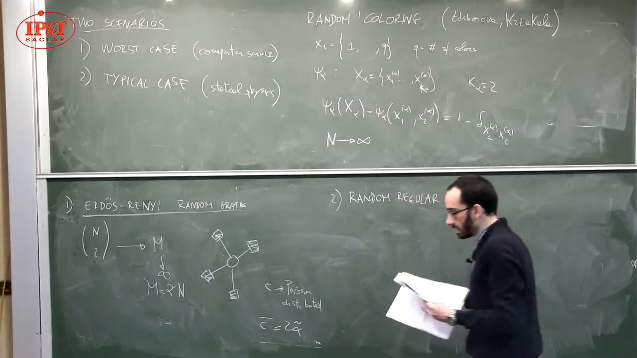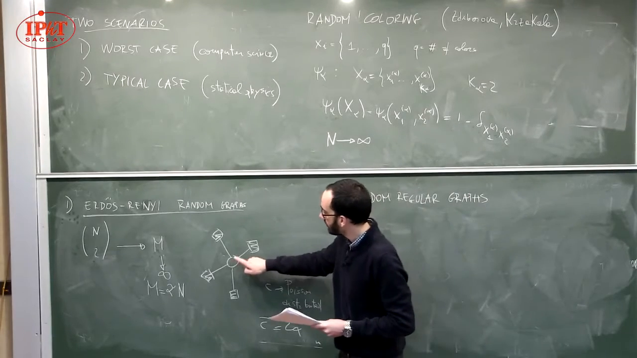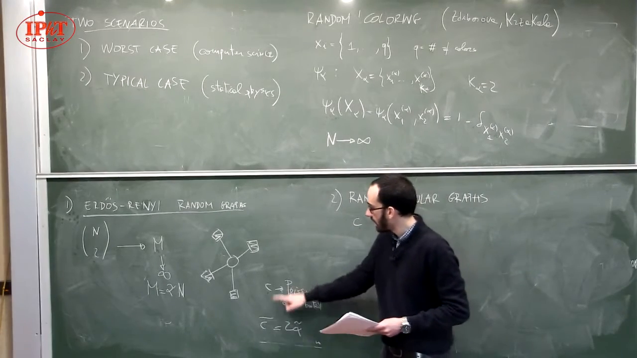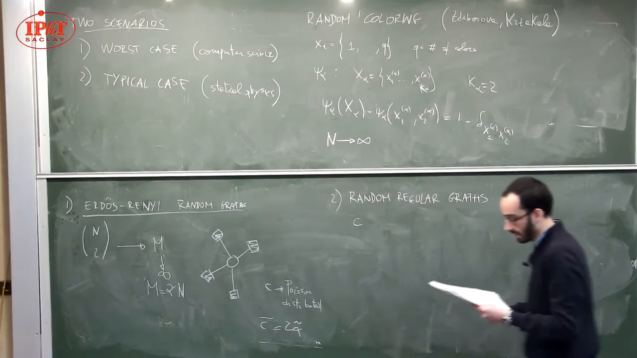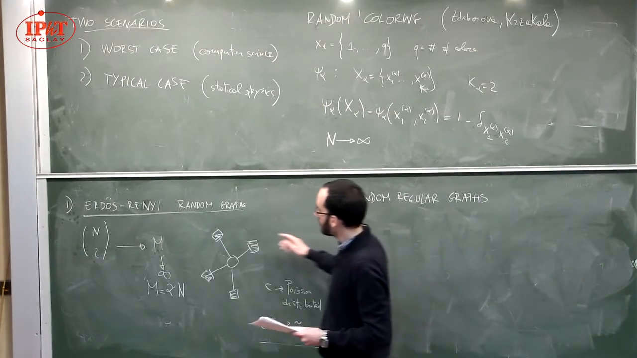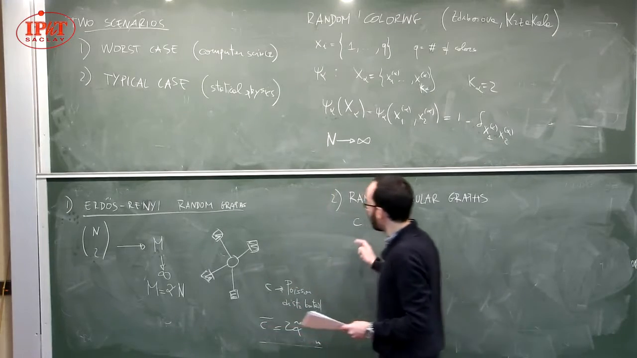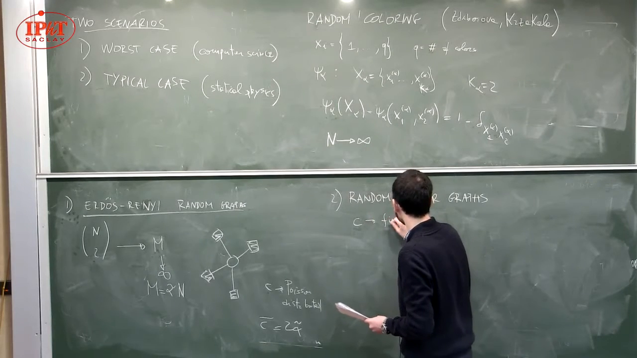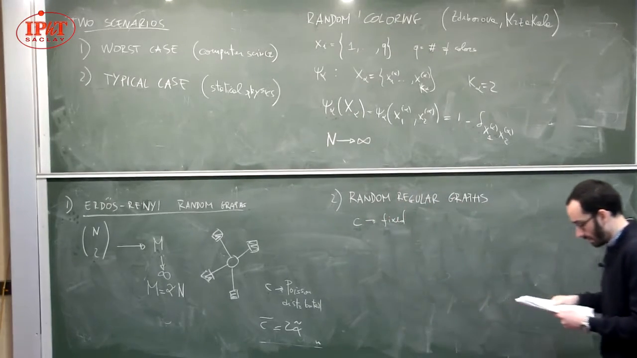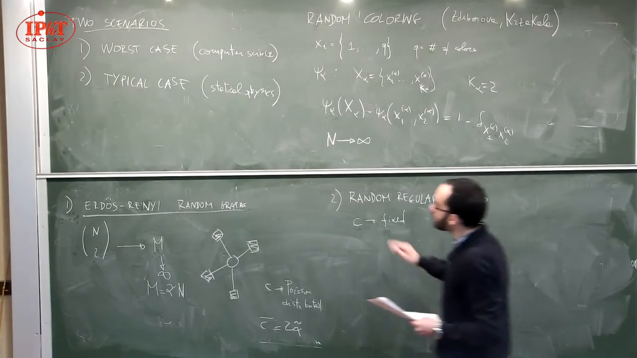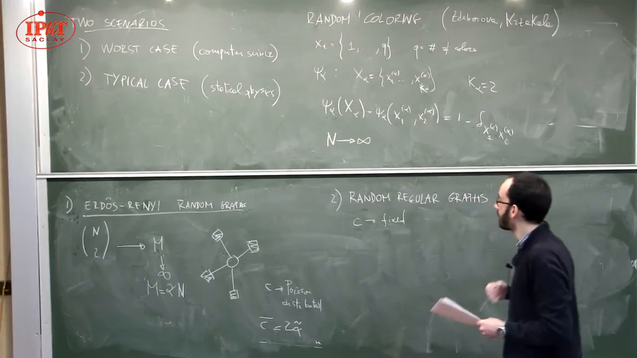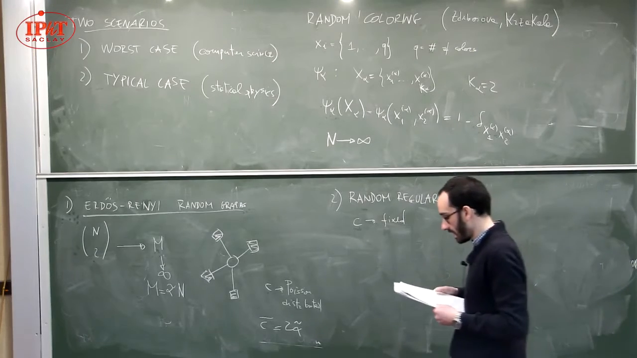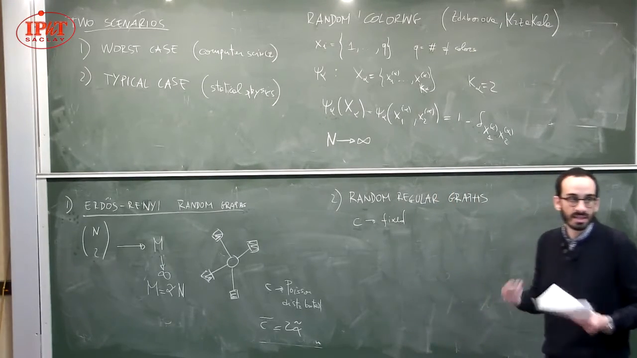So in this case, what you do is that each variable enters in exactly C constraints. Now C is not a random number, but it's just fixed. And then what you do is that you extract at random with a flat measure all factor graphs that have this property. So C here is fixed. Once you define the random graph ensemble, you can generate constraint satisfaction problems, and you can analyze if they are satisfiable or not.